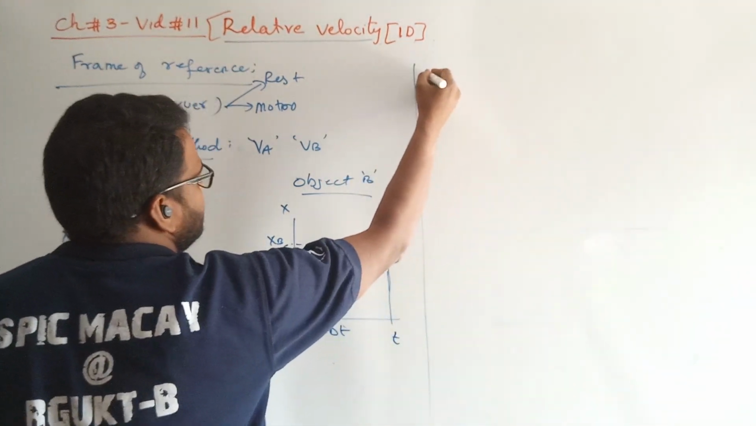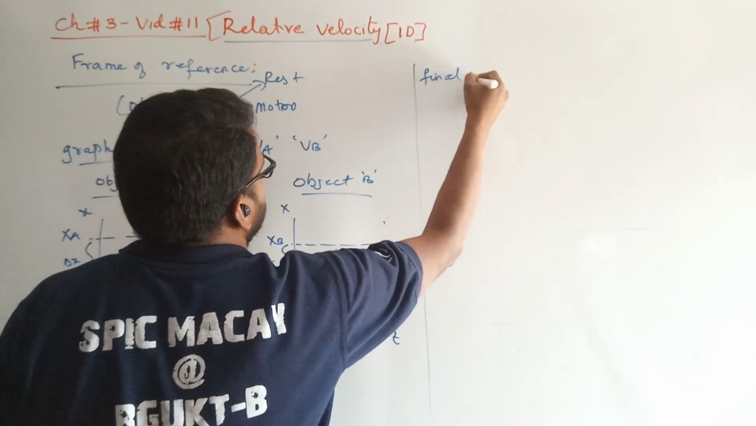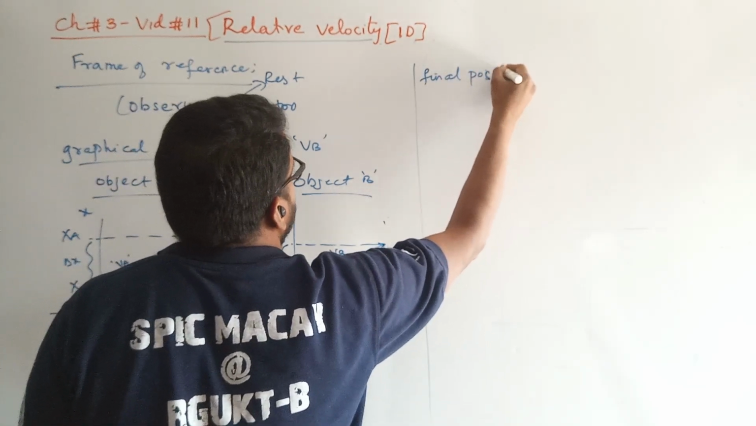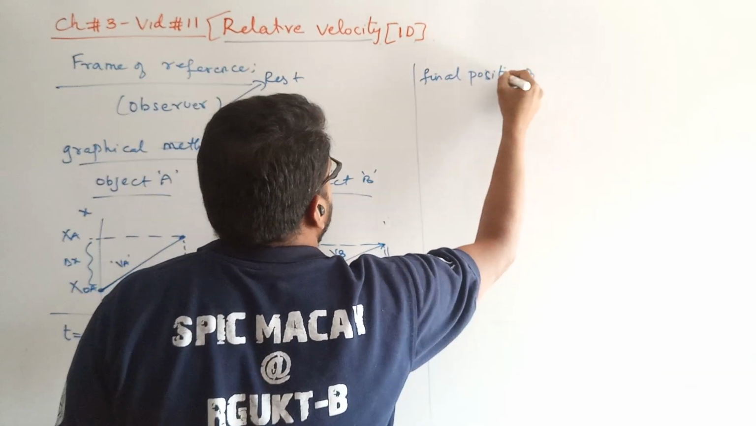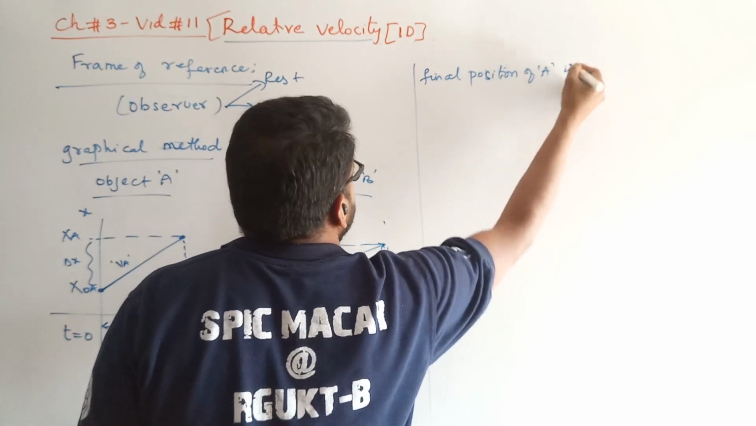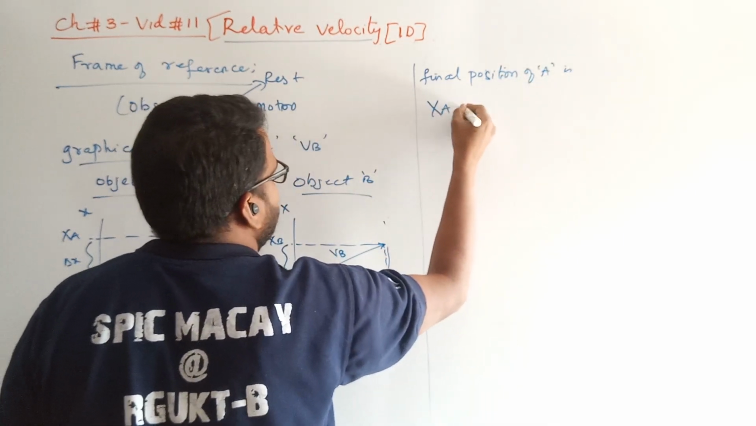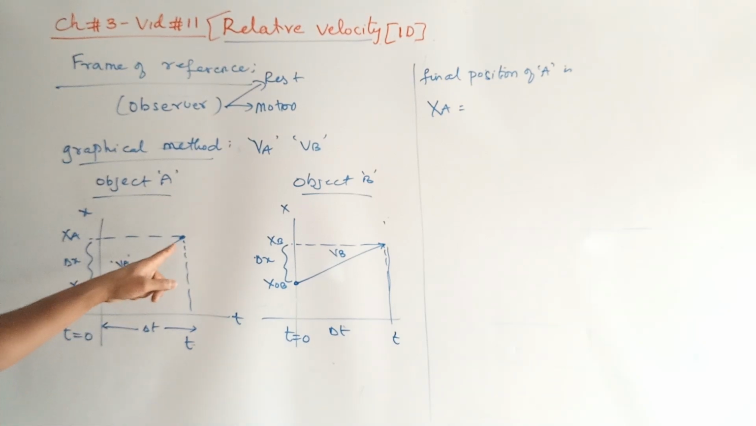Let us write the equation. Final position of A is given by XA. How can you write this final position of A? Final position of A is equal to this location plus this location. Initially the position is here, finally it has gone there. How much is the total final position now?